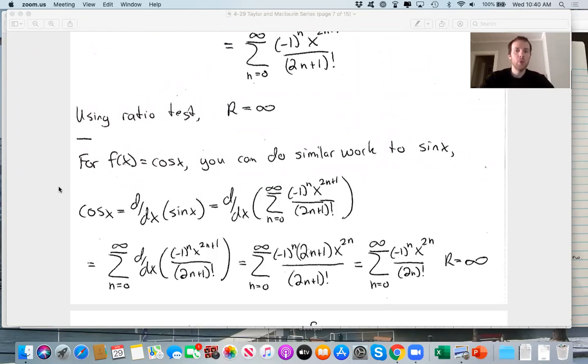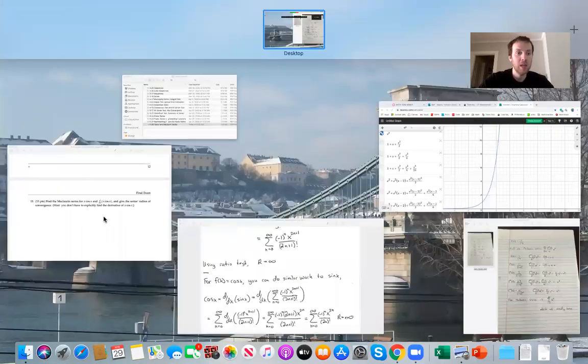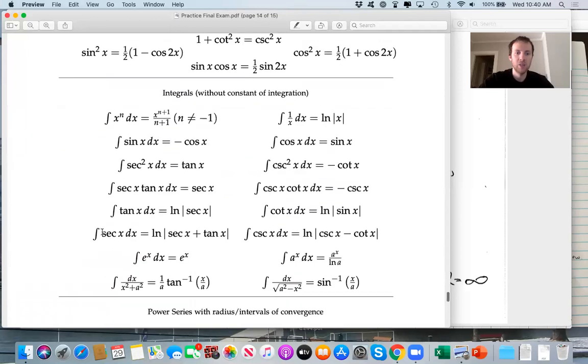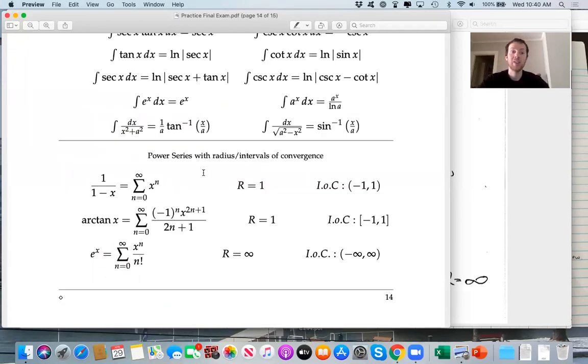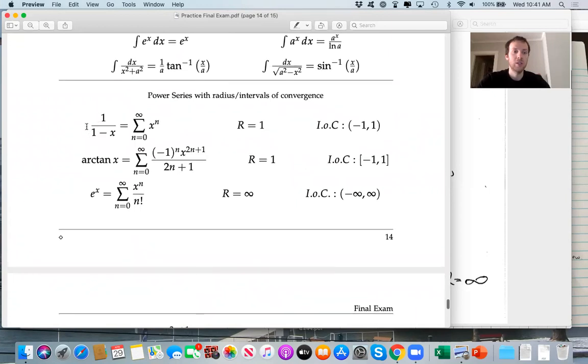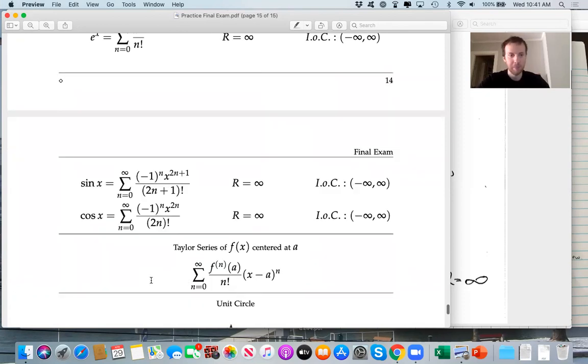So before we see any more, I want to point out that on the final exam, there is going to be a formula sheet. This is the practice exam, which was posted if you wanted to look at some problems. This has trig identities, a bunch of integrals, but notably now, it has some power series given with the radius and intervals of convergence. So it has 2 we'd seen before, but also e to the x, sine of x, and cosine of x. And it has the Taylor series formula.